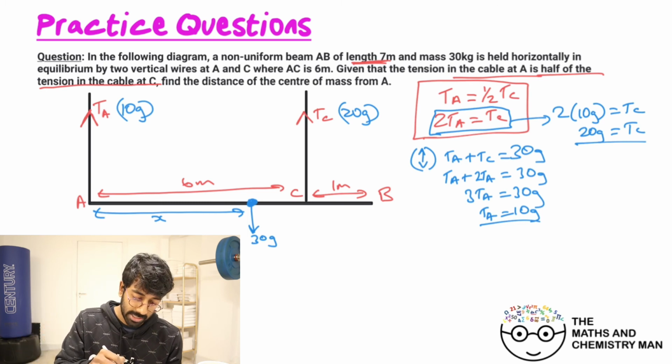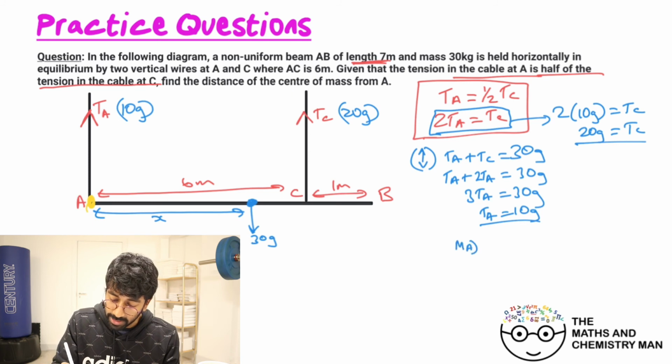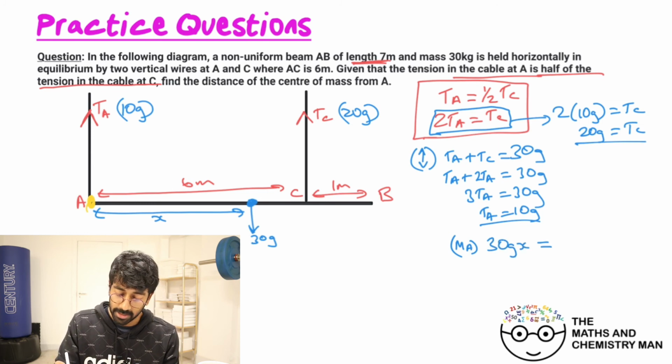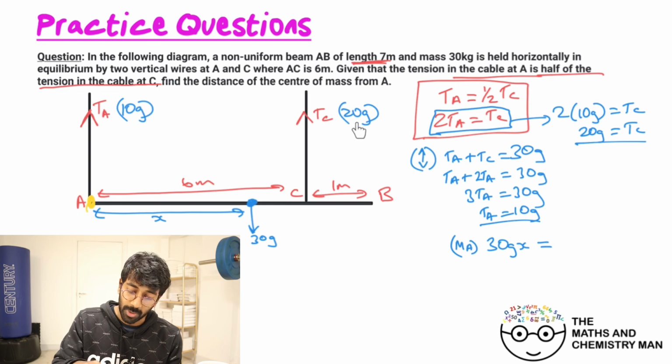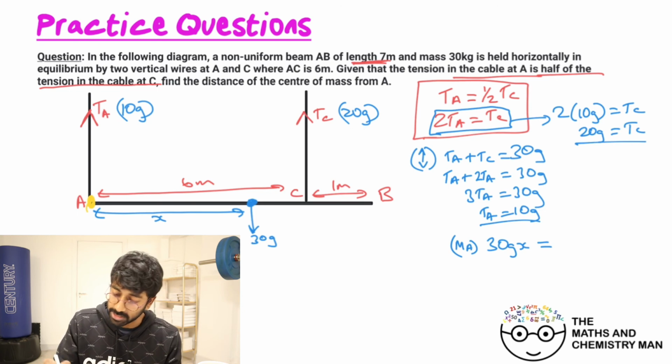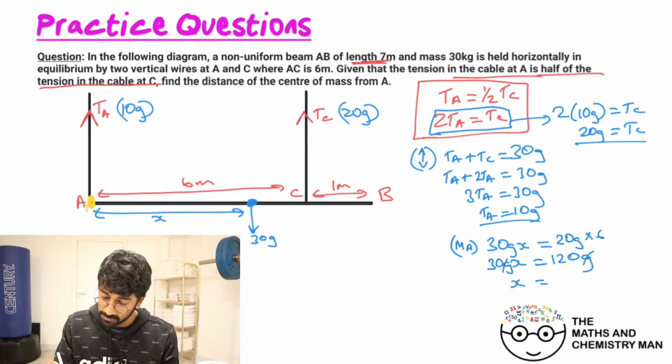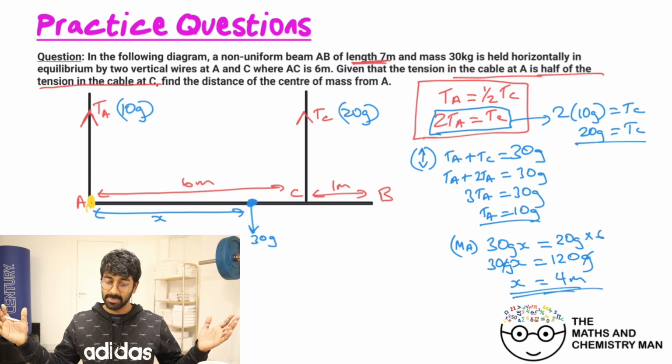So I'm just going to take moments about A, right over there. So if we do that, let's go with moments about A. Clockwise, hopefully you can see, is going to be this 30g. So that's just 30gx is equal to 20g times by a distance of 6. So it's 20g times by 6. So we've got 30gx is equal to 120g. We'll get rid of those and then just divide that 30 across. And that's going to give us x as 4 meters. And there it is. So 4 meters.